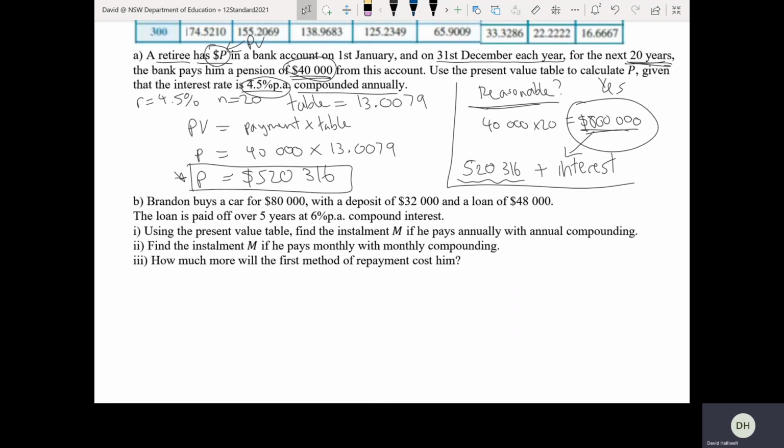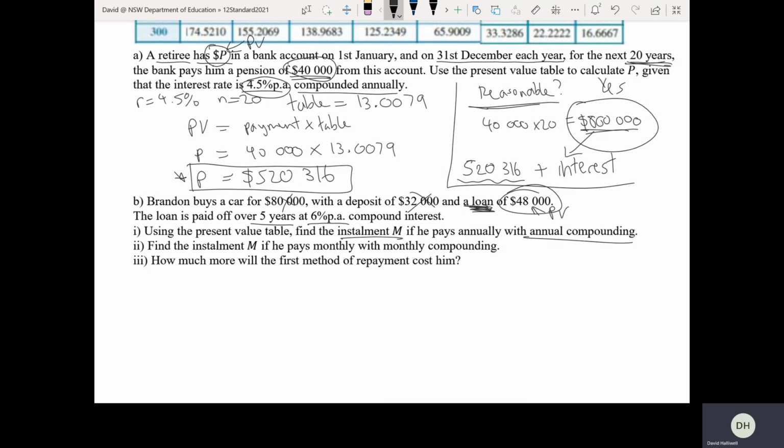Brandon buys a car for 80 grand, deposit of 32 grand, loan of 48,000. The most important thing is to look at the loan amount. That'll be your present value. The other ones I don't care too much about. They might pop up later on in the question. But the key thing is your loan amount is your present value. The loan is paid off in 5 years, 6% per annum compound interest, and it says with annual compounding.